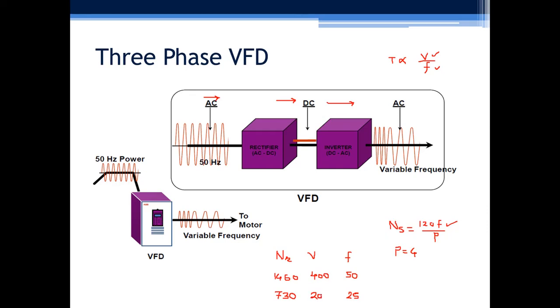So in these two cases, the speed will decrease if you decrease the frequency, but you have to decrease the voltage also in proportion to the frequency. Here we are making V by F constant, so the ratio of V by F in this case is 400 divided by 50, that is 8:1. By doing this we have set the ratio to 8:1.